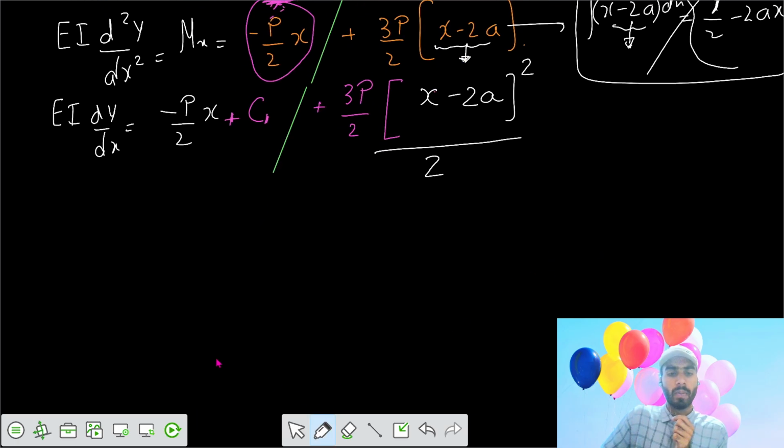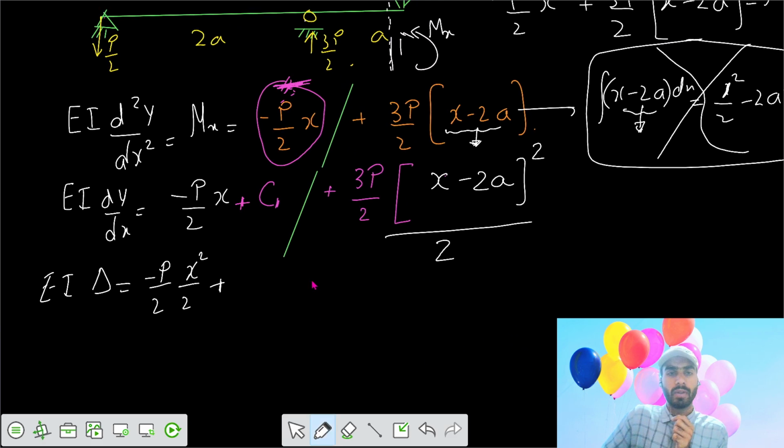Now after integrating one more time, we have EI delta equals minus P by 2 x squared by 2 plus, actually the moment equation was minus P by 2x. So it would have become x squared by 2, and here it would have been x cubed by 6, so x cubed by 12. So finally we got minus P x cubed by 12 plus C1x and some constant C2.